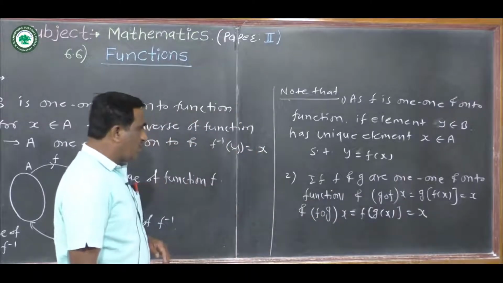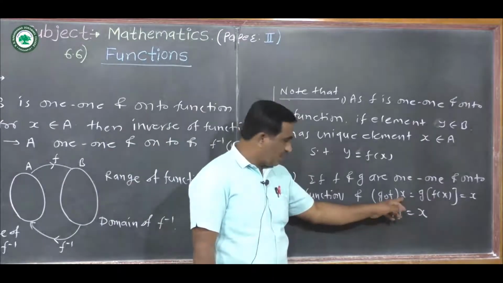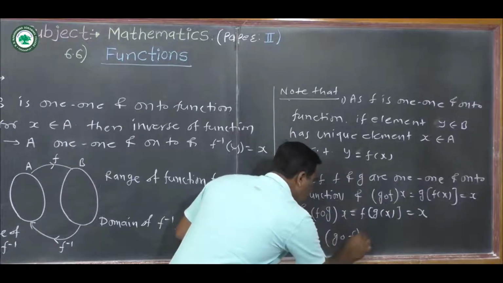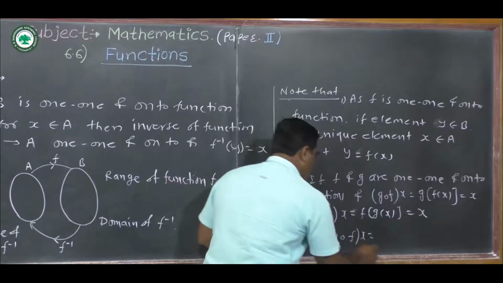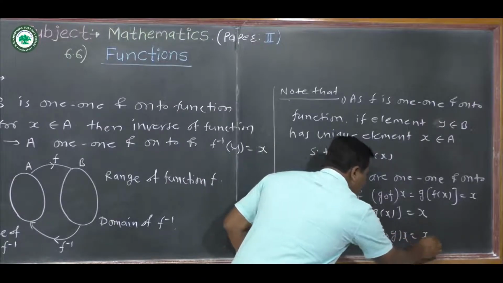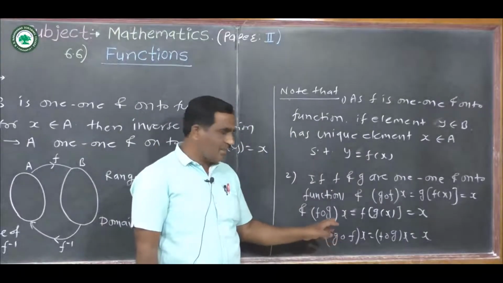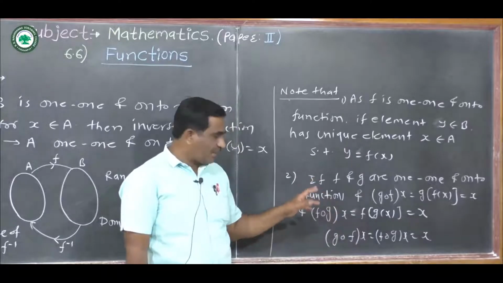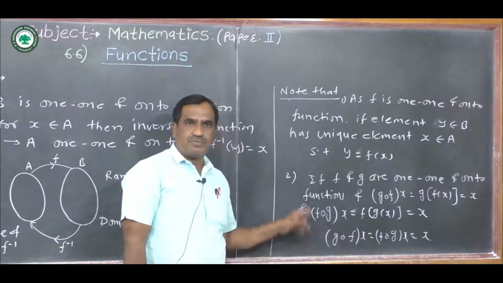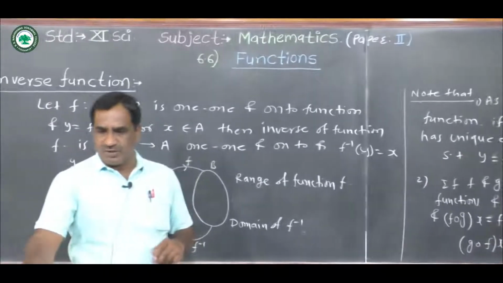Okay, now if f composite with g on x is equal to g composite with f on x is equal to x, then the functions f and g are called inverse functions of each other. That is, g is an inverse function of f and f is an inverse function of g. Okay, now we see some examples based on inverse function.